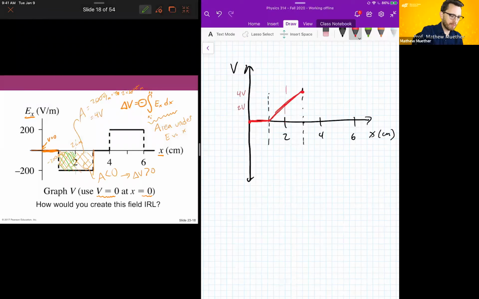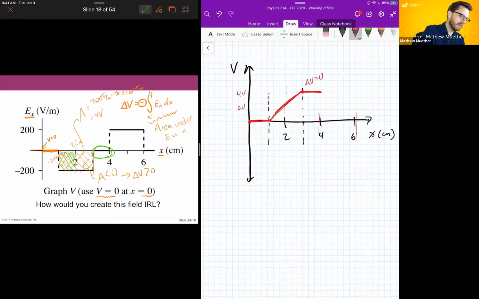Now from 3 to 4, again, we see over here that I have no electric field, so there's no area under the curve, so I just have no change in the potential. That doesn't mean my potential goes back to 0. That means my potential doesn't change between 3 and 4. Right? Delta V is equal to 0. If it dropped back down to 0, I would have a large change in potential, so I would get an electric field. So whatever the value of the potential was at 3, it stays that all the way until 4. And then what happens between 4 and 6?